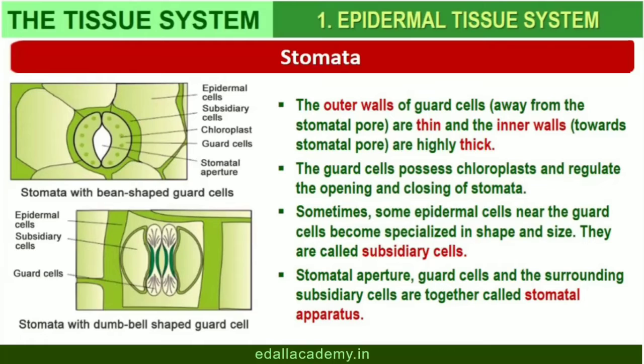Sometimes, a few epidermal cells, in the vicinity of the guard cells, become specialized in their shape and size and are known as subsidiary cells. The stomatal aperture, guard cells and the surrounding subsidiary cells are together called stomatal apparatus.